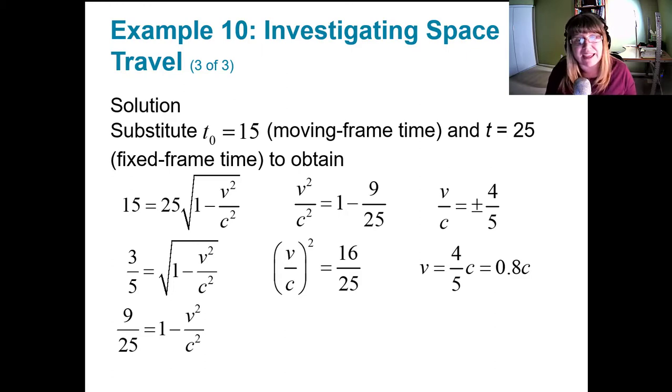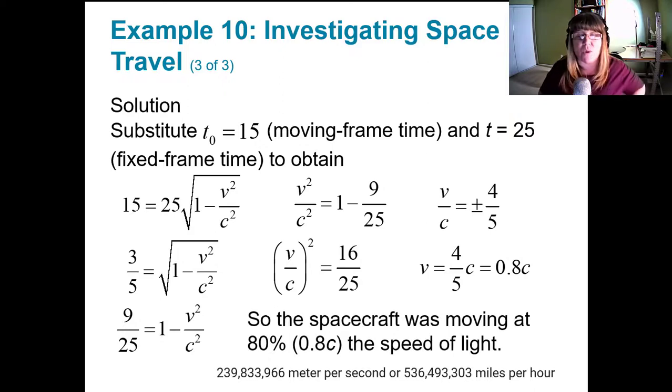The cool part about that is if I change that 0.8 to a percent, we know the spacecraft is traveling at 80% of the speed of light. Now, the cool part about this is if you throw it into a calculator, we actually get how fast the spaceship is traveling. Now, I'm going to just round this. That's about 240 million meters per second. Or, for us in America, that is about 540 million miles per hour.